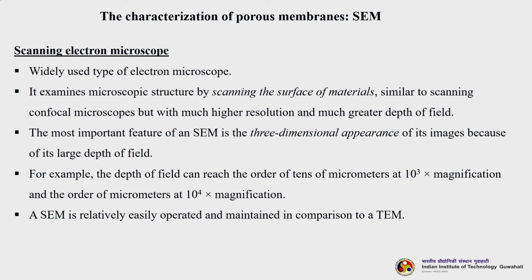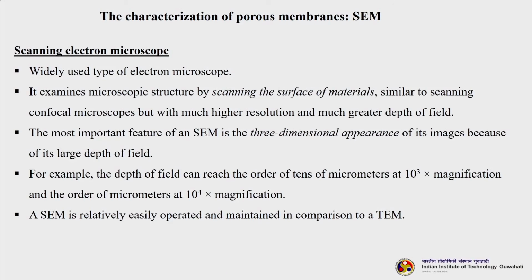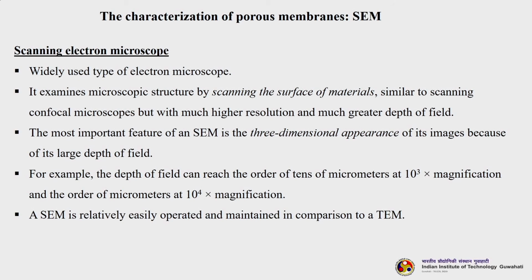Now, students, let us understand how the SEM works, what its principle of operation is, and what its different parts are. The scanning electron microscope is a widely used type of electron microscope. It examines microscopic structure by scanning the surface of materials. Again I am repeating the difference between SEM and TEM: in TEM the electrons are transmitted across the sample, whereas in SEM the electrons are not transmitted, rather they scan the surface of the material. So, it is the surface that is getting characterized.